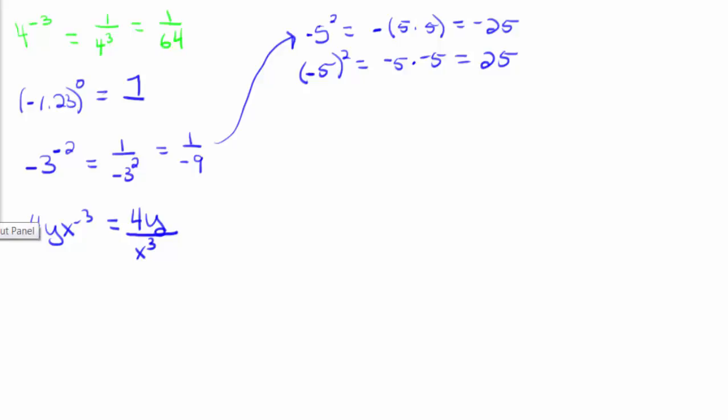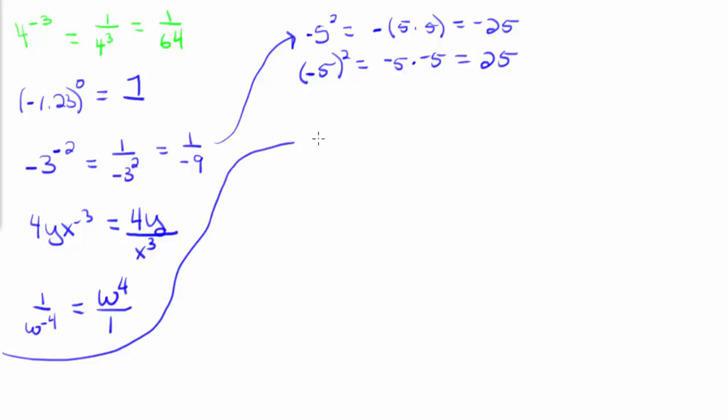Okay? Next one, 1 over w to the negative 4. So if we want that positive, we would make it w to the 4th, and you can put it over 1 if you want, or you don't have to. Okay? Let's do some more examples.